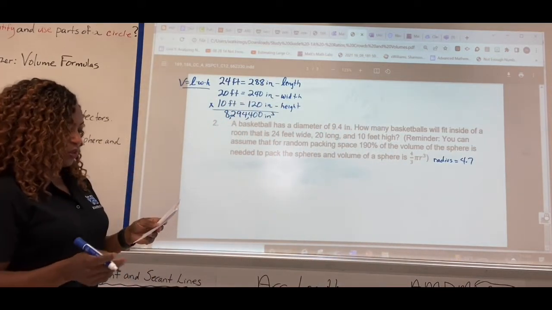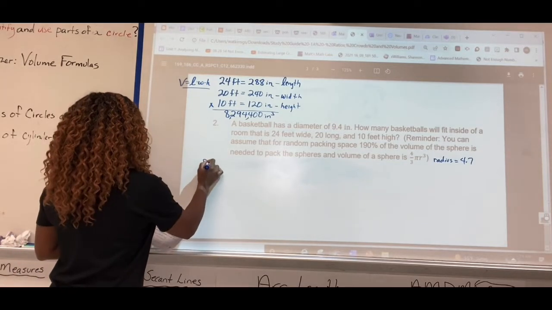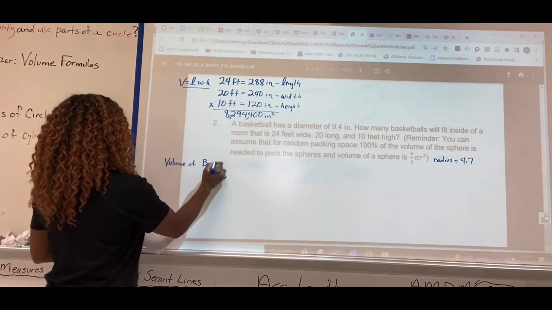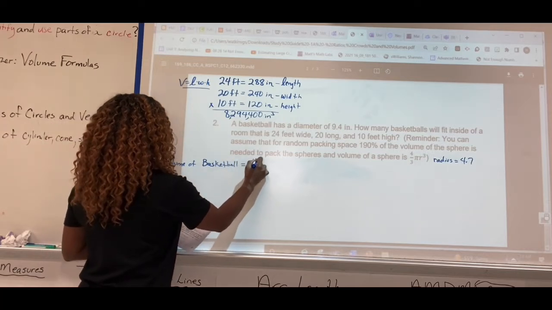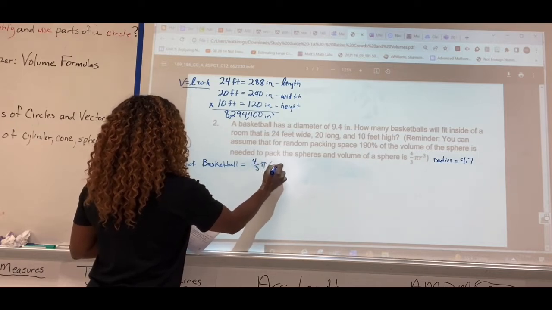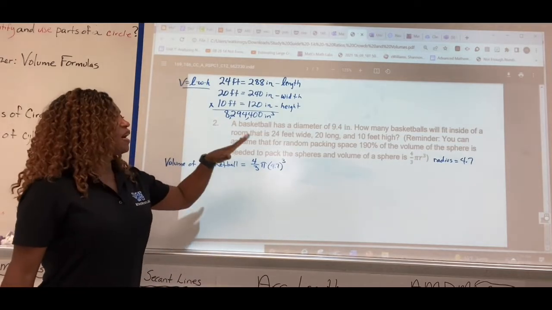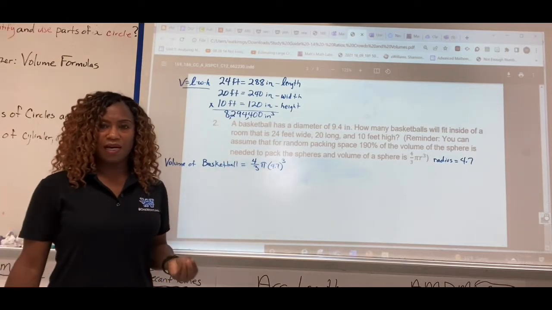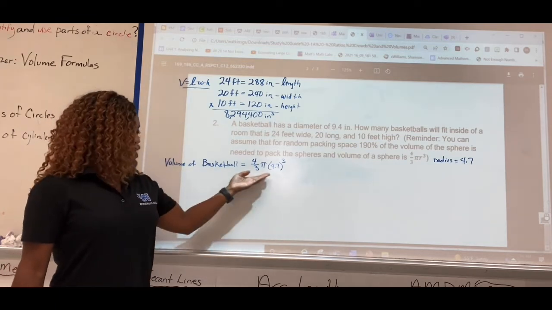So the first thing we're going to do is get the volume of the basketball. We're going to apply that formula. It is 4/3 times pi times the radius, which is 4.7 cubed. Now, when we do 4/3 times pi times 4.7 cubed, remember the order of operations does apply, because we've got more than one operation.